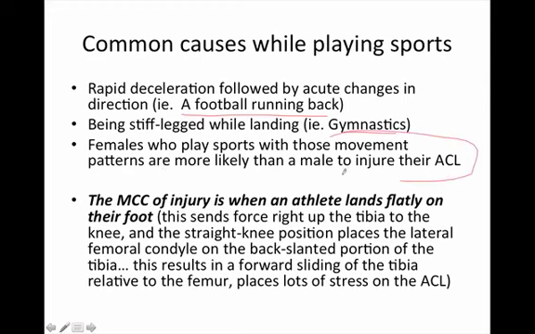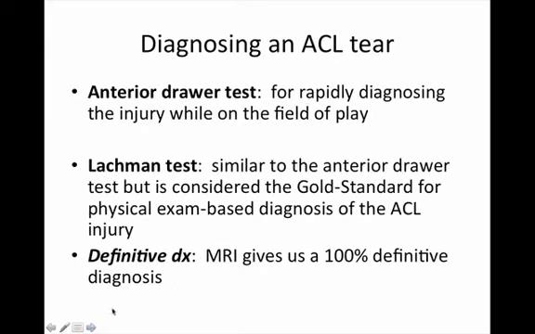The reason for this is because of a decrease in female musculature in the legs. Okay? Females just naturally have less muscle tone than males. They might have more muscle mass in the legs, but the tone is less, and that's a big reason why we see these injuries. Okay, now the most common cause of an injury is when an athlete lands flatly on their foot. Okay, so that is 3 situations you need to be aware of that can lead to a tear of the ACL.